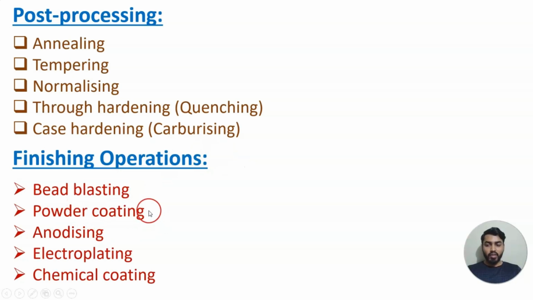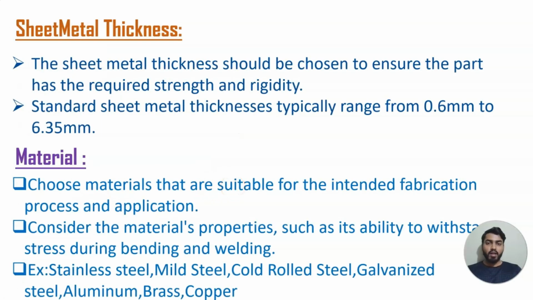Then powder coating we can do, anodizing, electroplating, chemical coating, like the different types of process by which we can get whatever finishing we require. So this is about finishing operations. Now from here, this is the main thing. So sheet metal thickness is important.